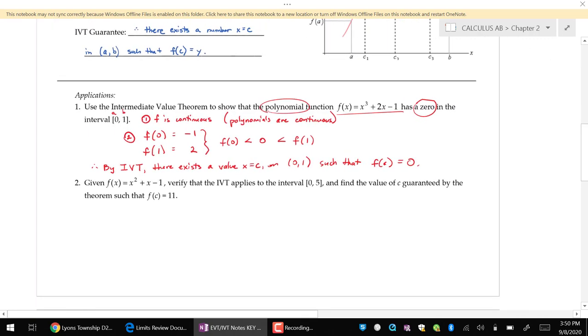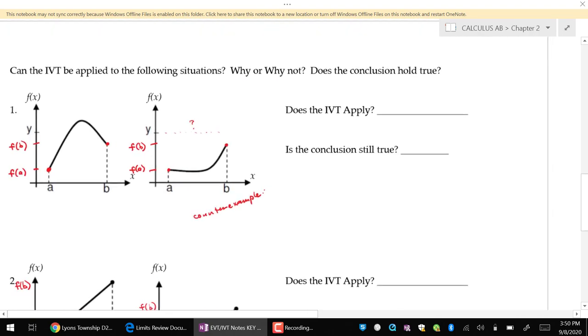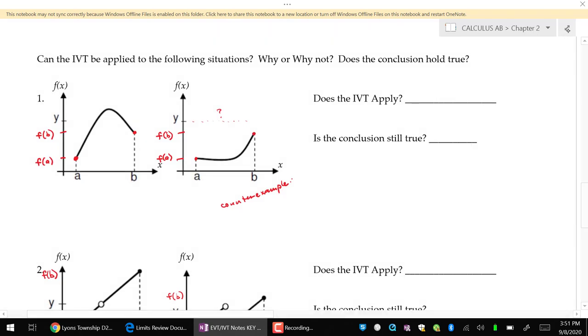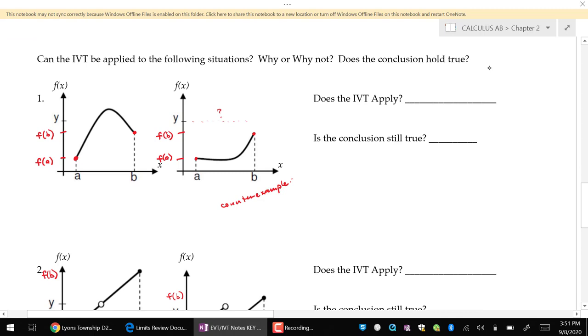Now let's examine this a little bit more carefully here. On the backside, I have a couple other examples and situations here. Some of these are counter examples, but let's talk through them together. Does the conclusion hold true? Can IVT be applied to these situations?